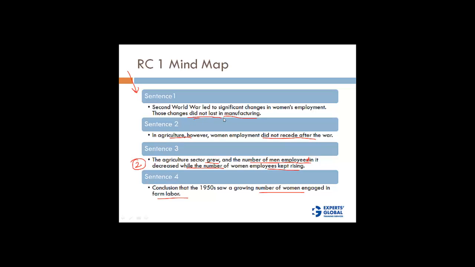These changes did not last in manufacturing. However, in agriculture, women's employment kept rising. So that is the central theme. So one thing that we know is the answer choice is going to talk about the manufacturing sector, women's employment in the manufacturing sector not increasing or rather decreasing, and in the agriculture sector women's employment is growing. That is the answer that we want, right?